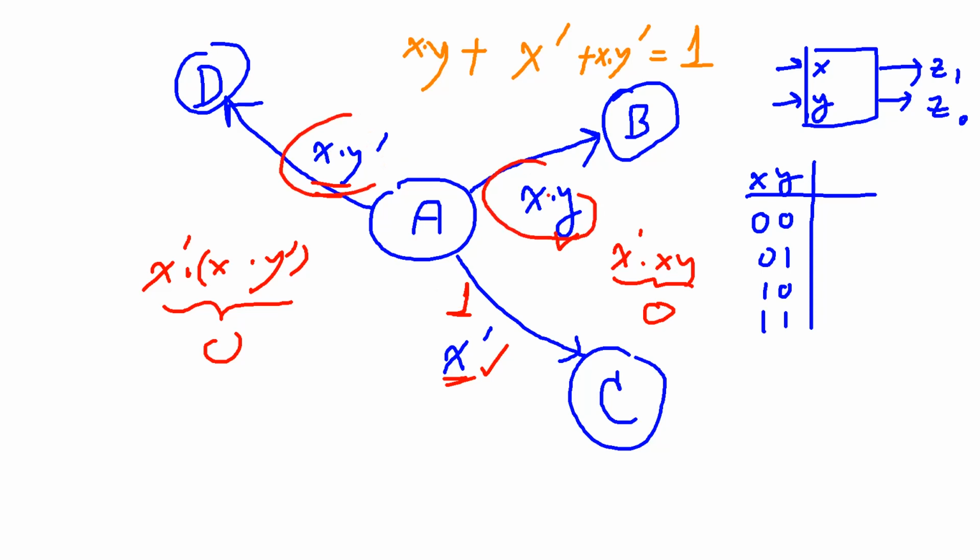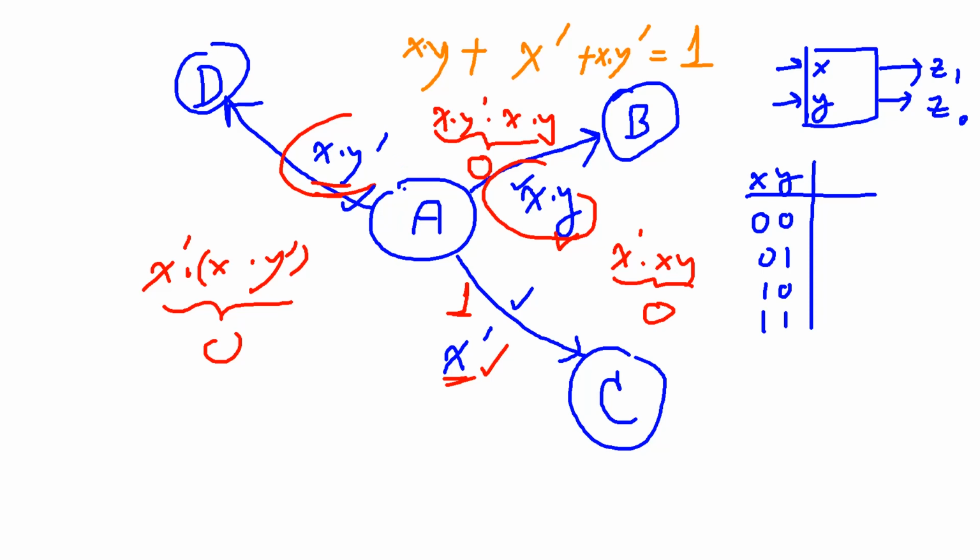This pair also, x and y prime and x and y, this also becomes 0. So you just take all pairs of the arcs. When you AND the transition expressions, the result must be 0 for all pairs.